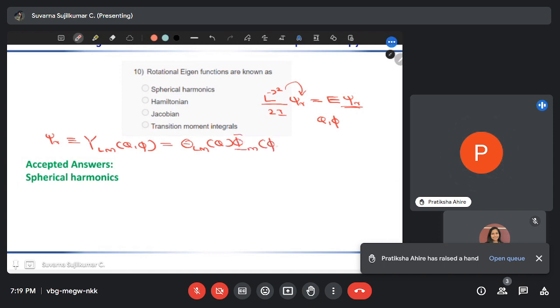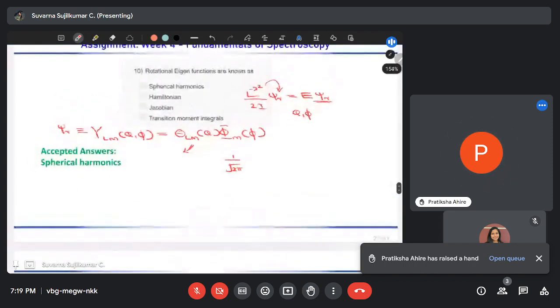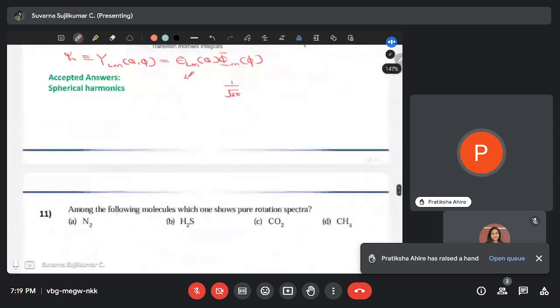The psi r can be represented as spherical harmonics, a function of theta and phi. Before that, this part is known as the associated Legendre function. It consists of a normalization constant as well. The normalization constant is given by 1 by root 2 pi. Okay, the answer is spherical harmonics. The rotational eigenfunctions are represented as spherical harmonics.